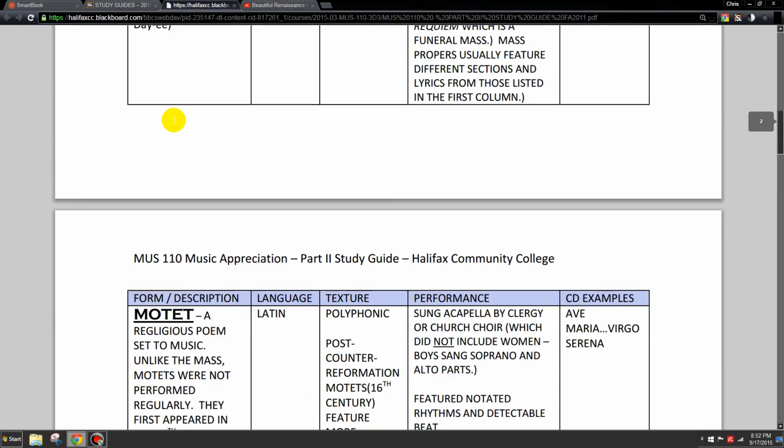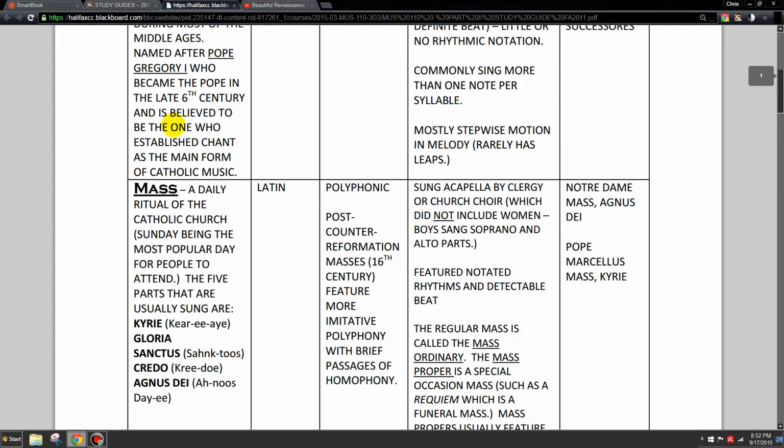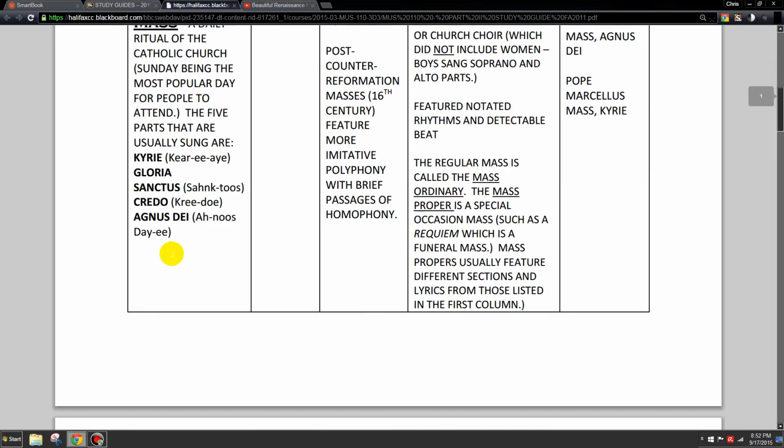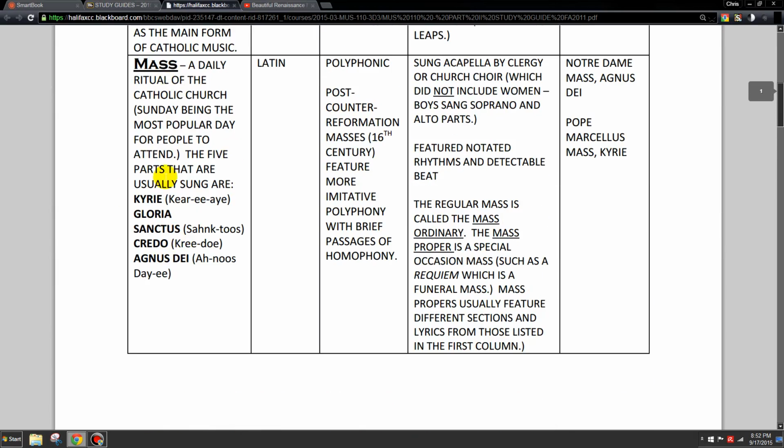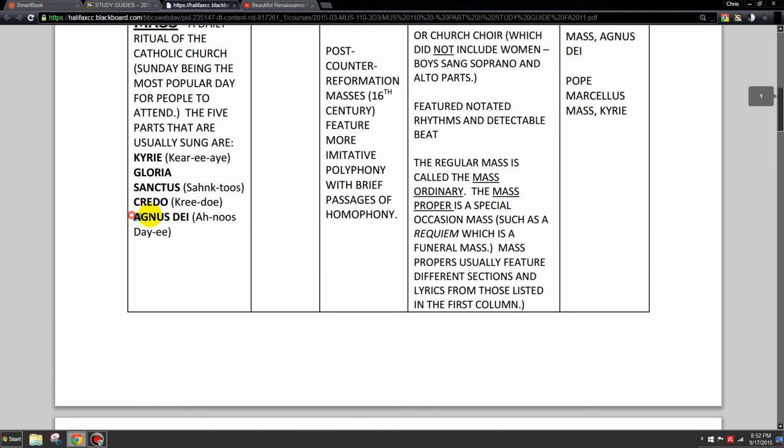So on the quiz, you will have a little excerpt to listen to, and you will have to identify the form. Like I said, students will try to identify a motet as a mass or a mass as a motet, but these 5 words right here are going to be your savior. Well, technically it's 6 words because this one's two, but you get what I'm saying.